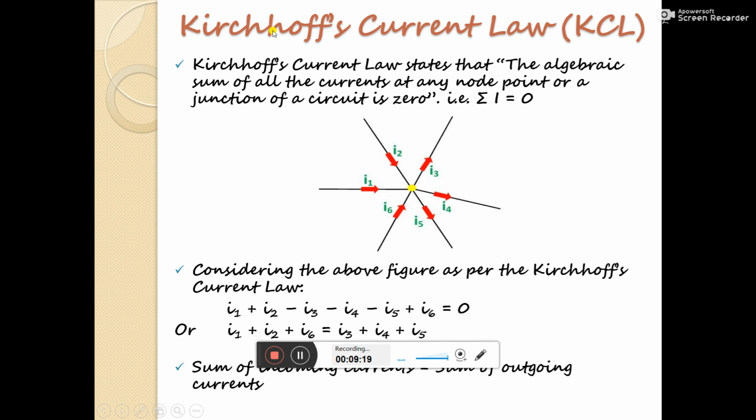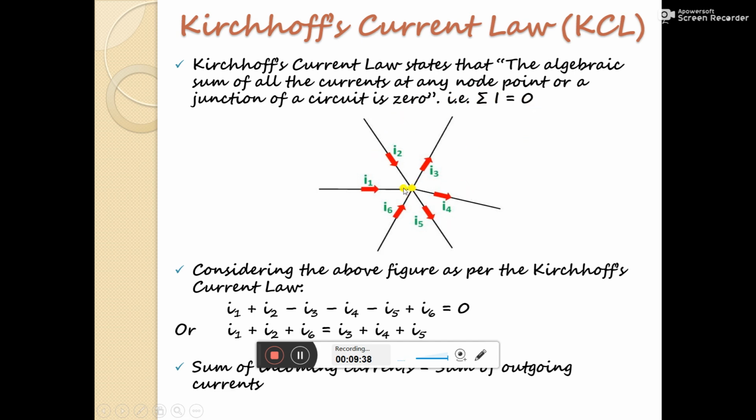Next we have Kirchhoff's current law, that is KCL. Kirchhoff's current law states that the algebraic sum of all the currents at any node, point or junction of a circuit is equal to 0. That is, summation of I is equal to 0.